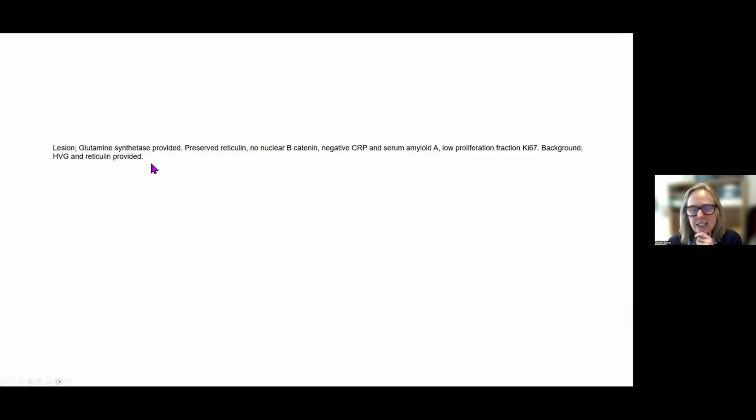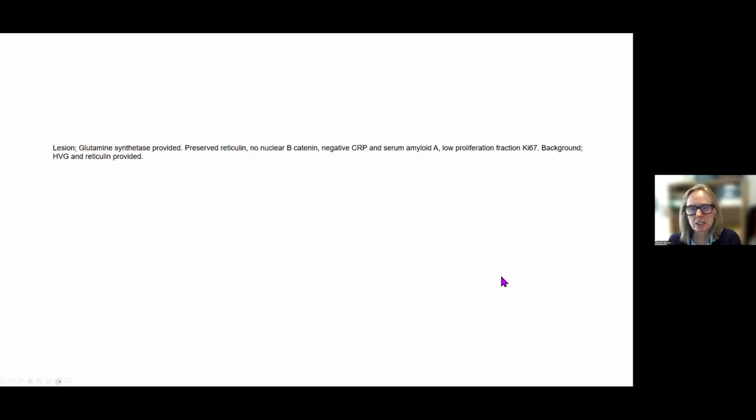So a glutamine synthetase was provided. I withheld this information from you just now, but it was there when the case appeared in the EQA. There's a preserved reticulin, there's no nuclear beta-catenin, negative staining with the stains that we use for inflammatory hepatocellular adenoma, and there was a low proliferation fraction.